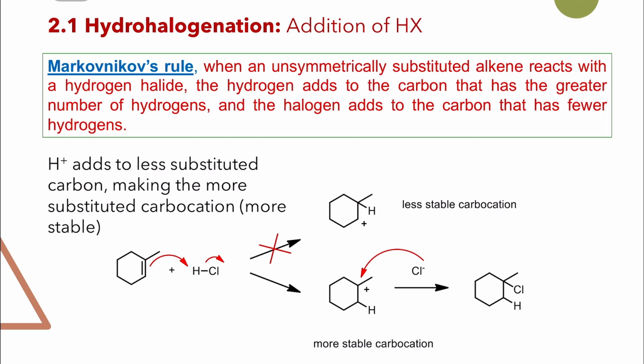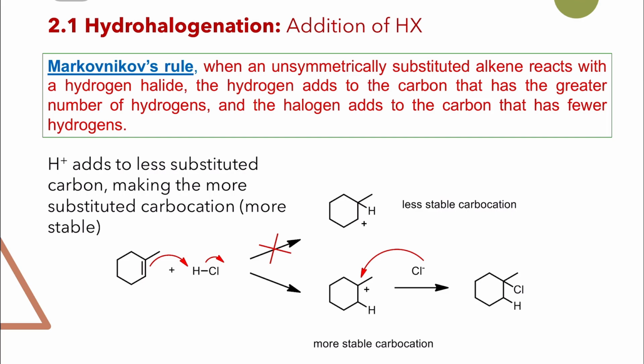So what if we have different substituents around the double bond? So the two carbons that form the double bond are not equivalent. How will the hydrogen and chloride add themselves? Will it be that the hydrogen will be added to any of the carbons, or will it be more specific and add itself to one of these two carbons?